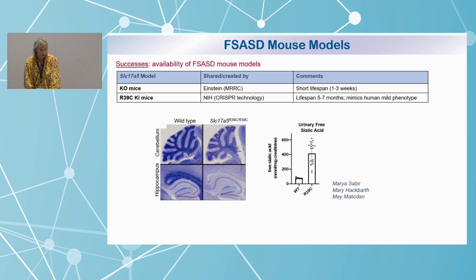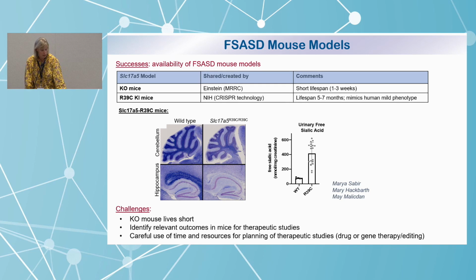These knock-in mice show hypersialation and a thin corpus callosum, mimicking the human disease, and have increased urinary free sialic acid. Further characterization of the mouse model is ongoing. So some challenges regarding mouse models that we're facing at this time is that the knockout mice have a short lifespan, which may be difficult for therapeutic studies or for pathomechanism studies.